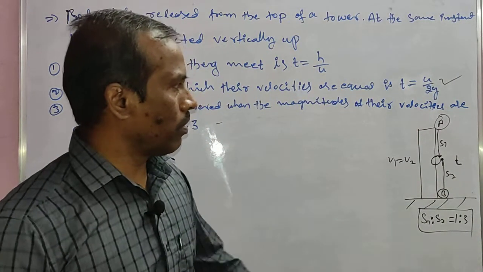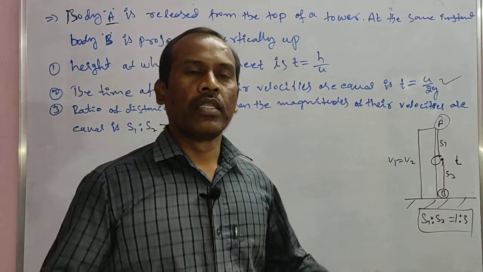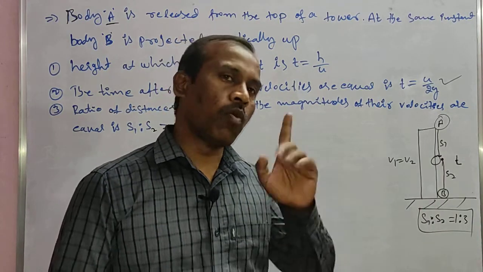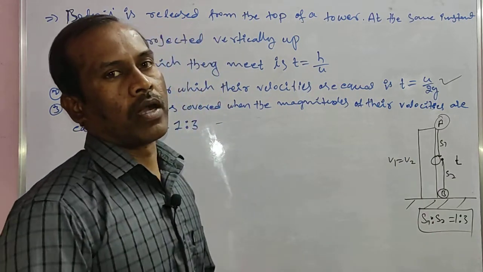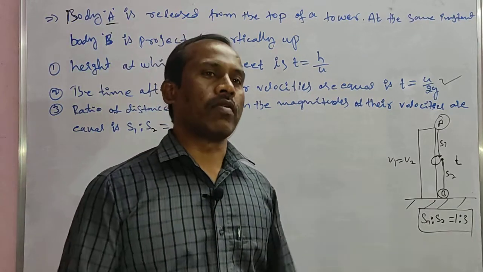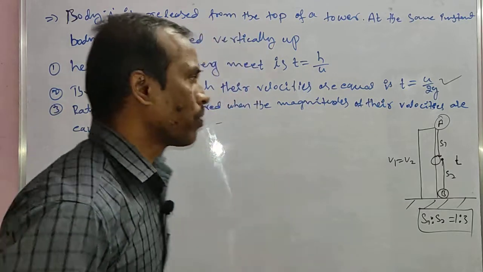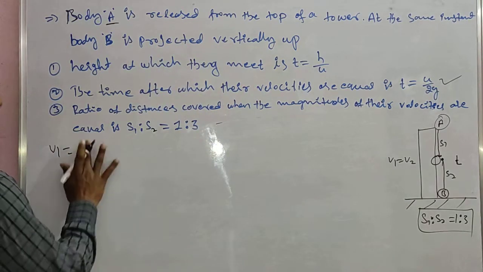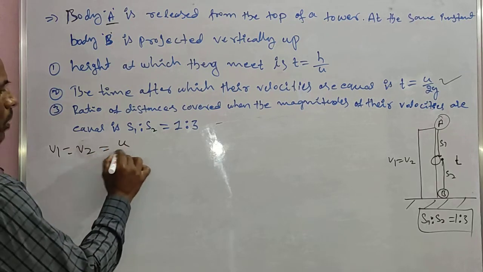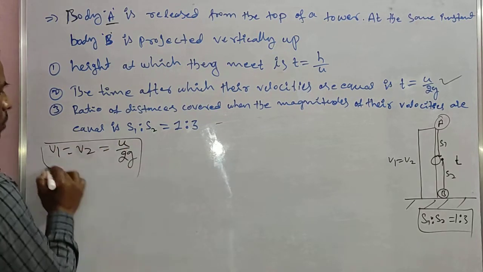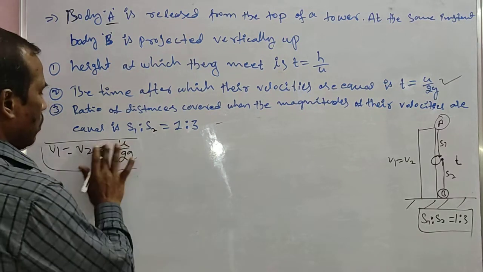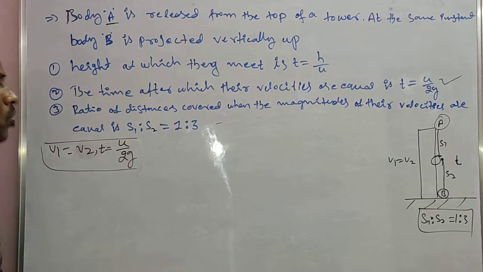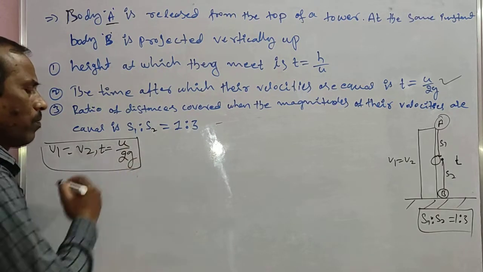Given the condition, at the O point their velocities are equal. That means when the two bodies reach the point O, their velocities are equal. So according to the second equation, if the velocities are equal, then the time t is equal to u by 2g. Now v1 is equal to v2 that is equal to u by 2. We already proved this earlier, at the midpoint, at the O point. v1 is equal to v2 that is equal to u by 2, and t is equal to u by 2g, this is the condition.